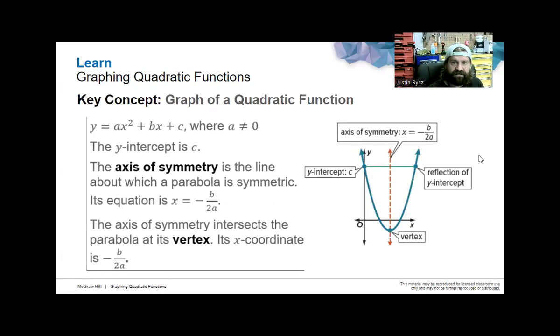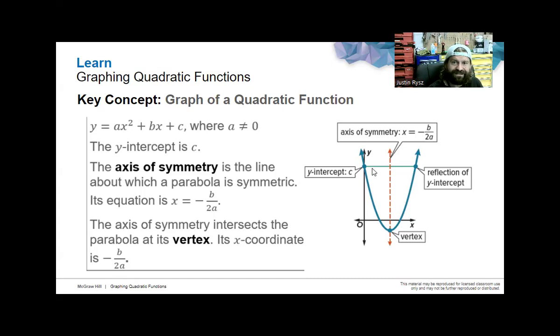Okay. So the key concept here of this parabola is that c is going to be the y-intercept where it crosses the y-axis. Okay. The one thing that we are going to have to look for is the axis of symmetry. And this axis of symmetry is going to be where we can reflect the graph. That key point there is the vertex. The vertex is located on the axis of symmetry, and that's either going to be your high or low, your min or your maximum.